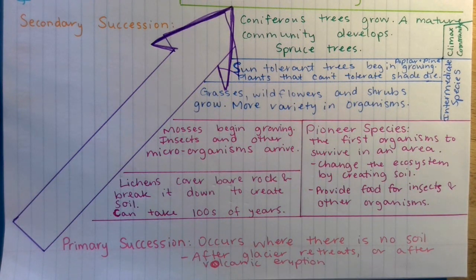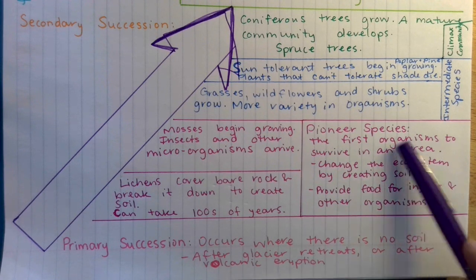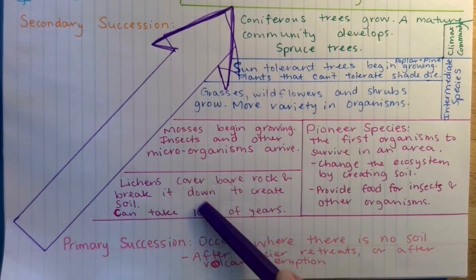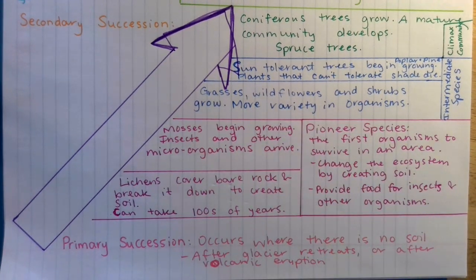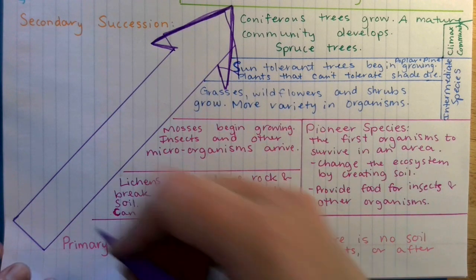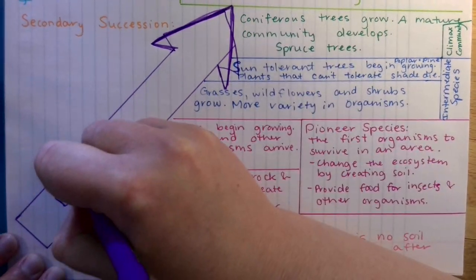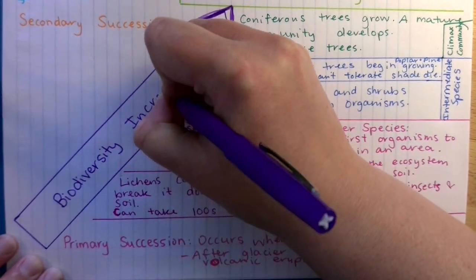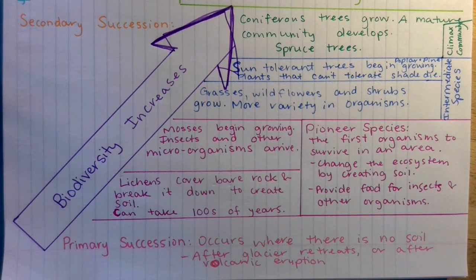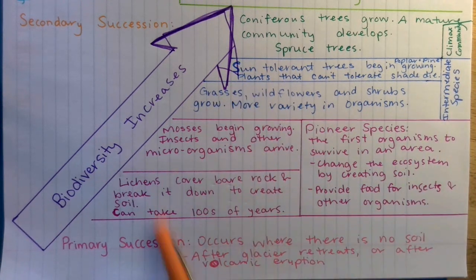Sorry, guys. One of the things that you're going to notice is more variety in organisms. So we start off with just lichen, then mosses, grasses and wildflowers and shrubs. We get more and more different kinds of organisms. And if you'll remember, when we're talking about more and more different kinds of organisms, what that means is biodiversity. So biodiversity increases as we move up our succession. So this was all primary succession. So this is coming from where there's no soil.